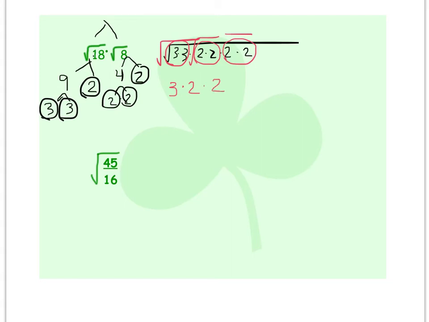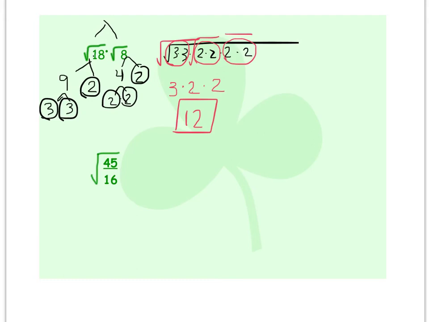There is nothing left over inside my square root, so I do not need the radical. My final answer is 3 times 2 times 2. Or 3 times 2 is 6, times 2 more, my final answer is 12. The square root of 18 times the square root of 8 is the whole number 12.